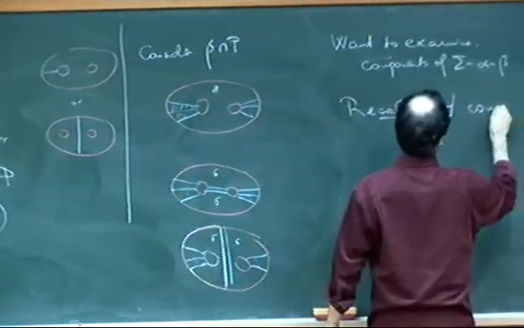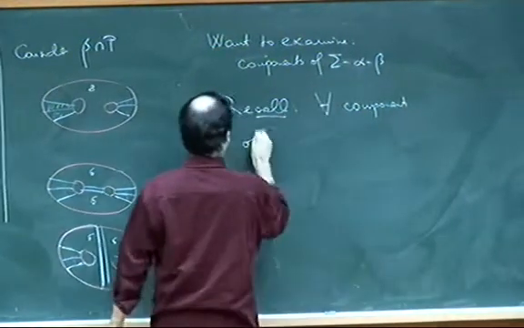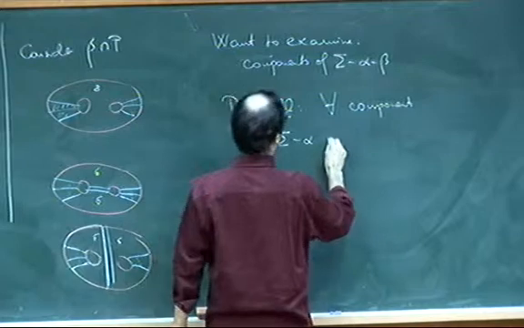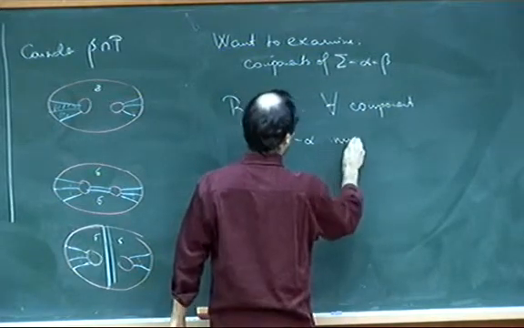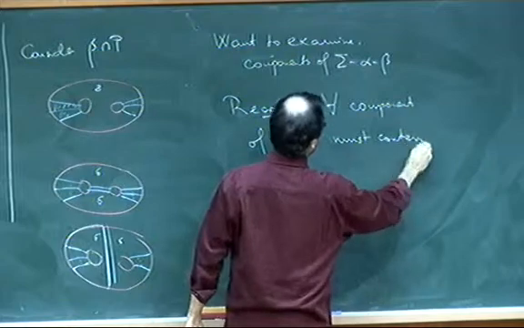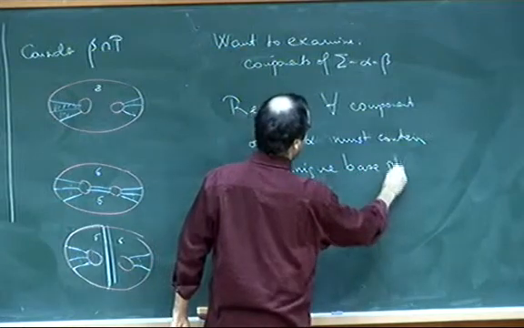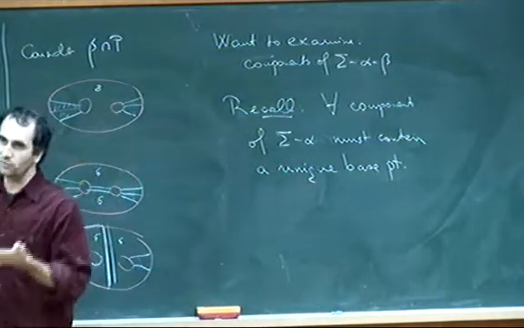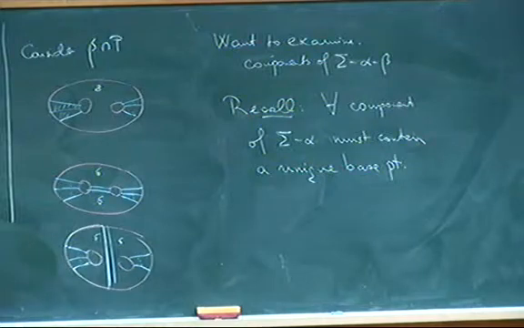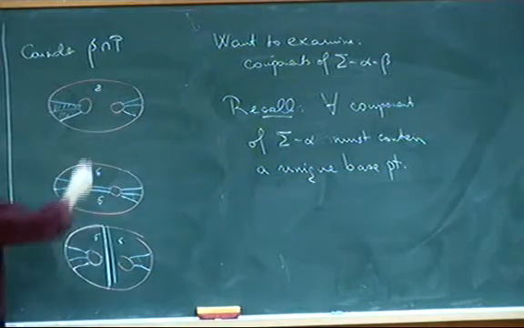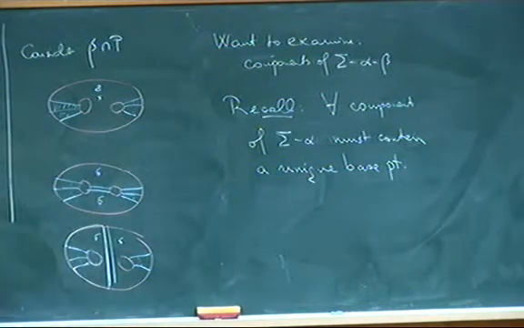Every component of sigma minus alpha is allowed or must contain a unique base point. And the same holds for every component of sigma minus beta. So when we are in this situation, we just put a base point there. And that's good. So our secret plan is to occupy all the domains which are not rectangles or bigons with base points, and then we get a nice diagram.